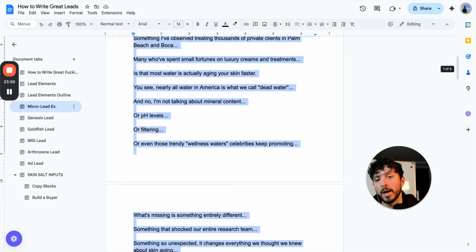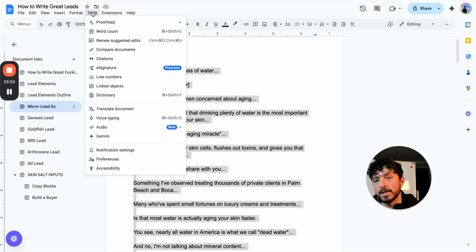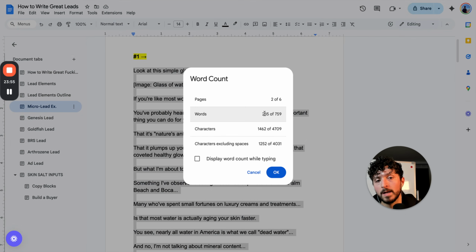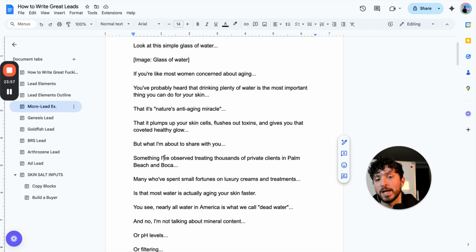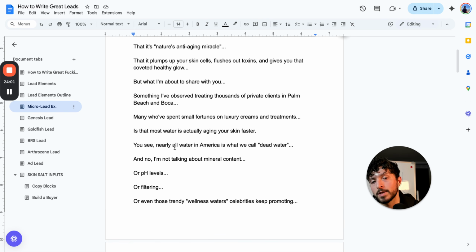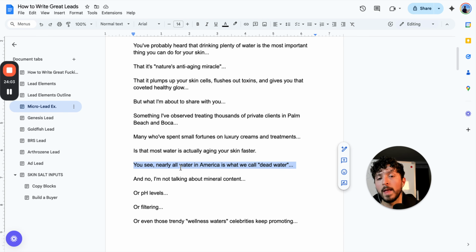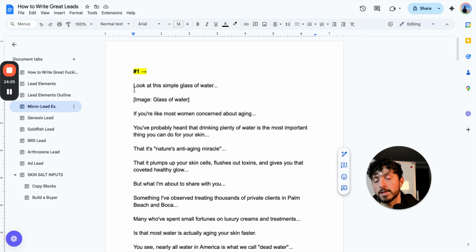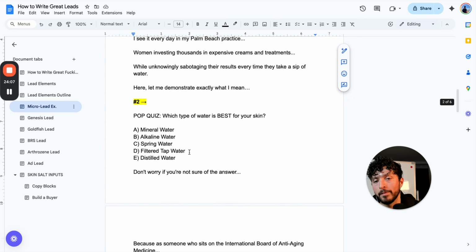Okay, here's an example of a micro lead. To be honest, if I were to go back in time, I would probably make this shorter. It's about 235 words. I'd probably cut this almost in half and get to the point a little bit more, right? Most women, as a dermatologist, most women are shocked to hear that your water could be making you age faster, right? Typically, you want to get right to the punch a little bit faster.